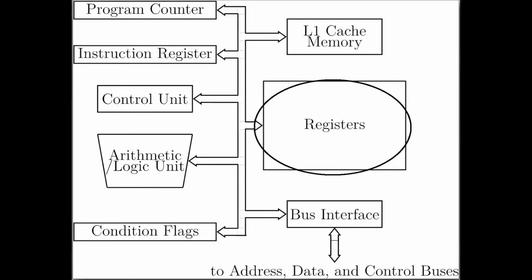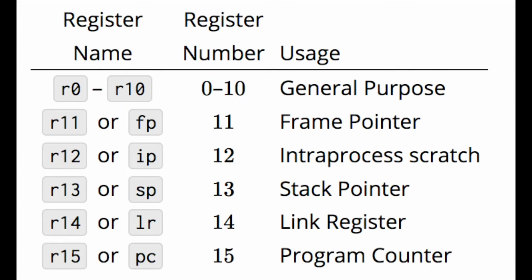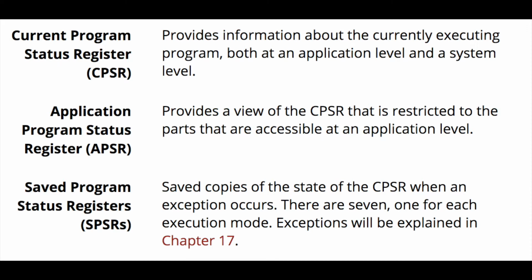Next, we have the registers, which are a named group of memory within the CPU. Data from memory is organized in the CPU as registers. In the CPU status registers, we have what is known as the current program status register, the application program status register, and the saved program status register.